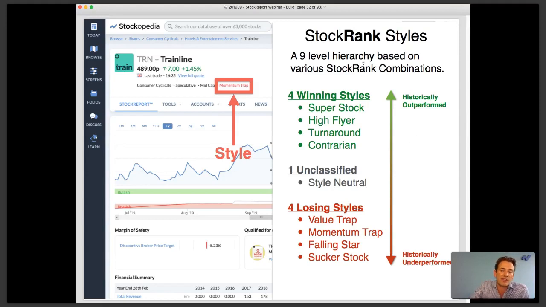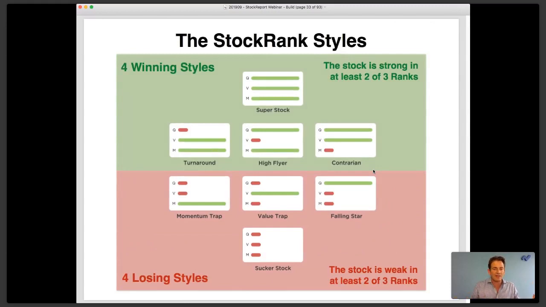Now, we take about a third of the market and give them winning styles, a third of the market gets losing styles, and there's about a third of the market which is unclassified. So it's quite common for someone to say, I've got this 83 ranked stock, and it's classified as style neutral. Surely it should be a winning style. That's a slight misunderstanding of what these styles mean. They're mapped out in this schematic here, which I like to call the I Ching of the stock market.